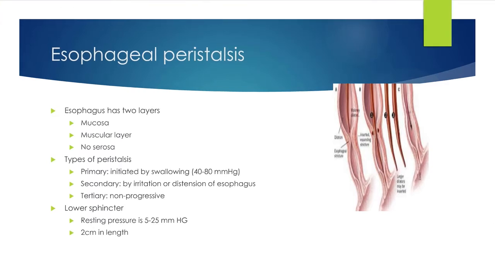Now we'll elaborate just a little bit about the peristalsis of the esophagus and the structure of the esophagus itself. The esophagus is a little different from the rest of the gastrointestinal organs in that it has only a mucosa and a muscular layer, and it does not have serosa. Only the intra-abdominal part is covered partially with serosa anteriorly.